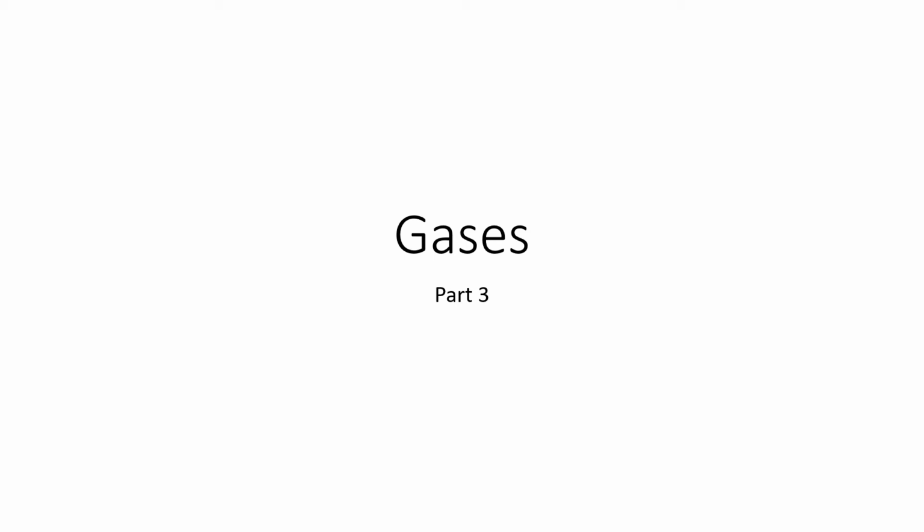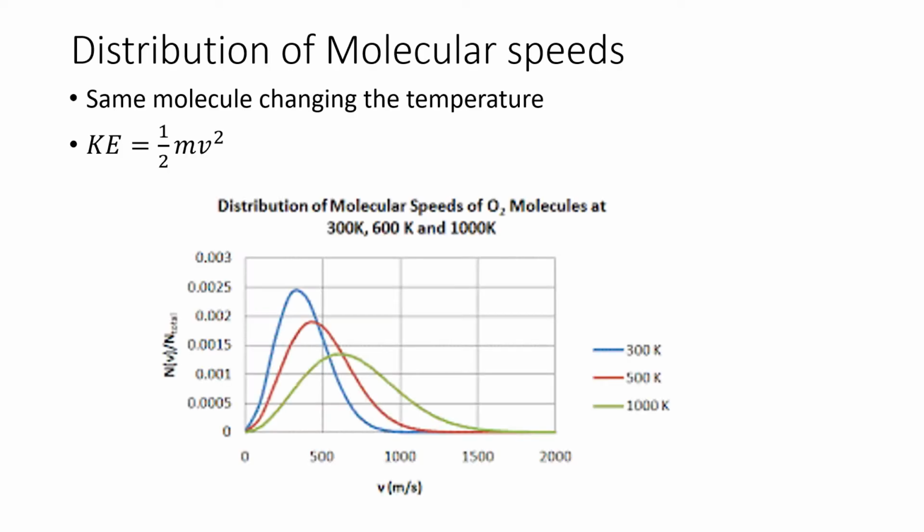In this third video on gases, we will be finishing up with some more qualitative things and looking at what happens under non-ideal conditions for gases. So the first thing we want to talk about is the distribution of molecular speed. The plot that I'm going to show you has the same molecule, the same amount of molecules, and it shows you what happens when you change the temperature.